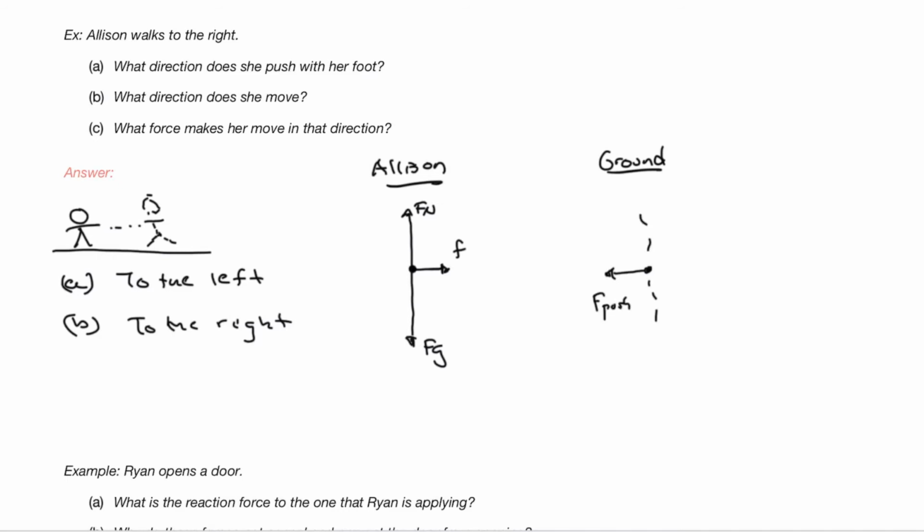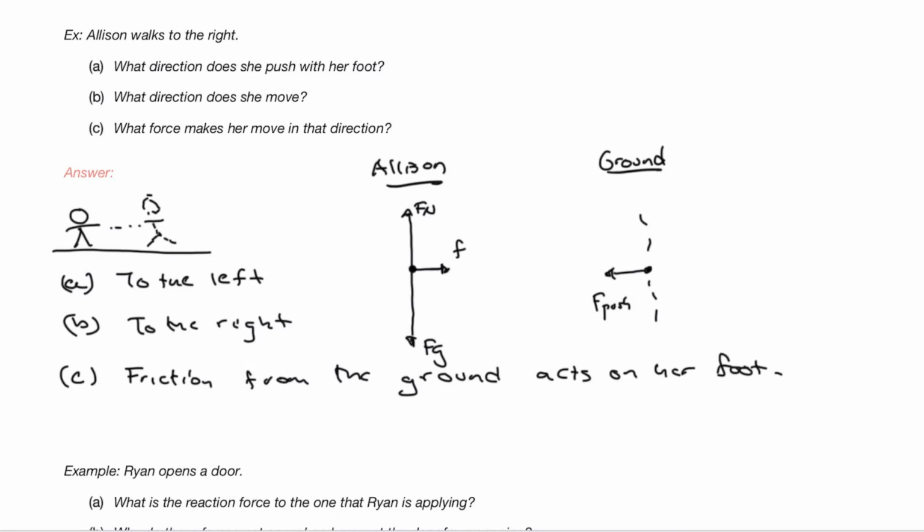And so this makes sense because the only things that cause an acceleration on an object are forces that act on that object. And the leftward force that Allison is pushing with doesn't act on her, it acts on the ground. And what she's counting on is a reaction force due to friction to cause her to move to the right. And so we can see that these action-reaction forces arise all the time. Let's look at another example.